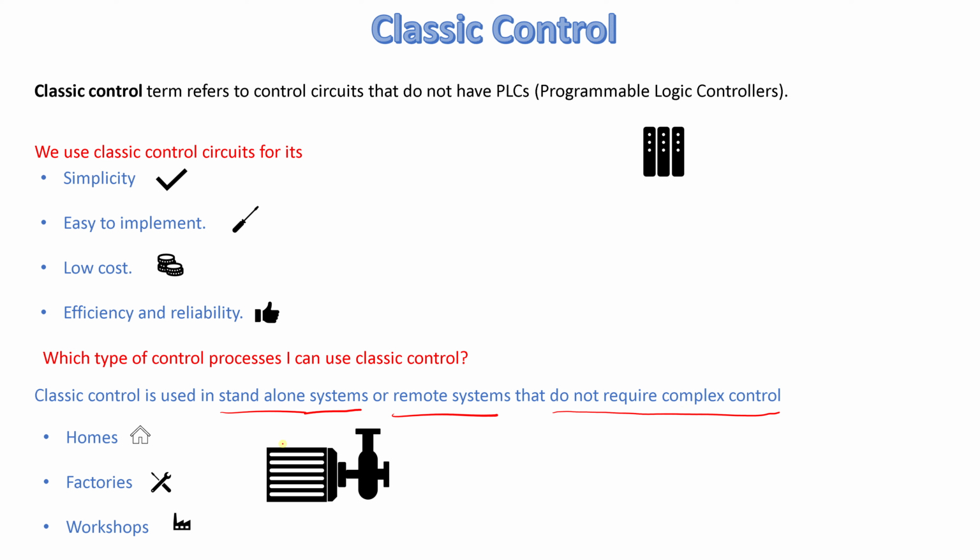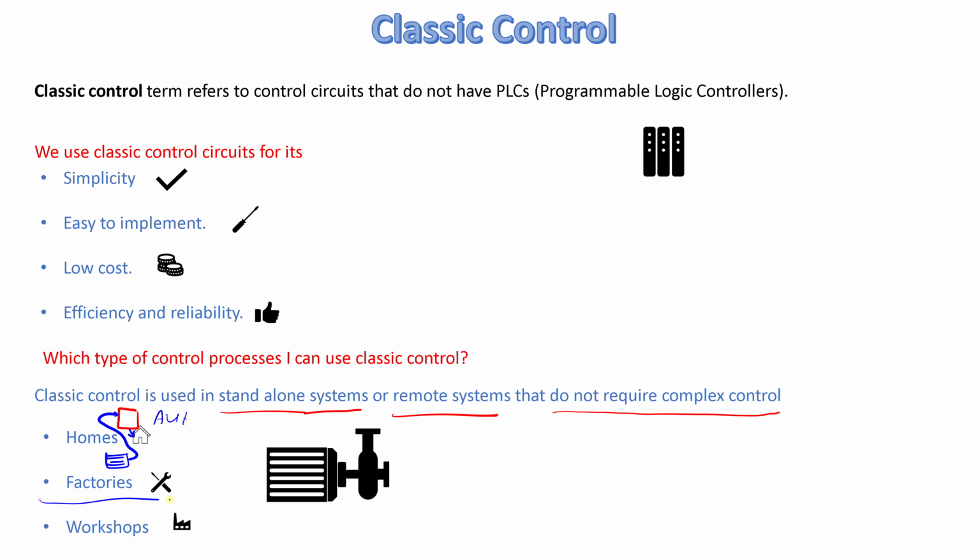A famous example in homes, let's say, is a water pump. In many houses or buildings, at least in my country, you will have a tank up on the roof of the house, and there will be a pump here. This pump will pump water to this tank to fill it, and then from the tank it will go to the house with pressure. So this process, we use classic control to control it automatically.